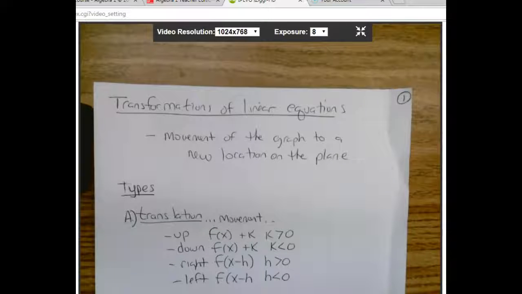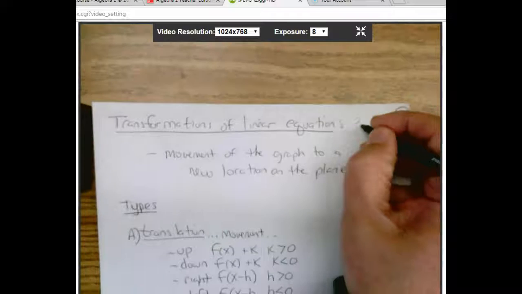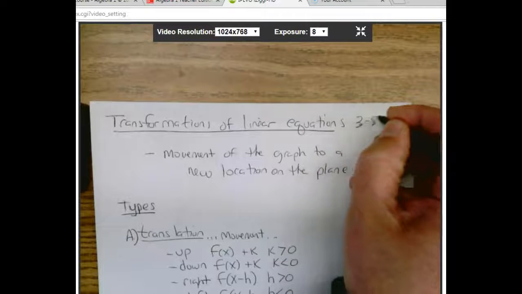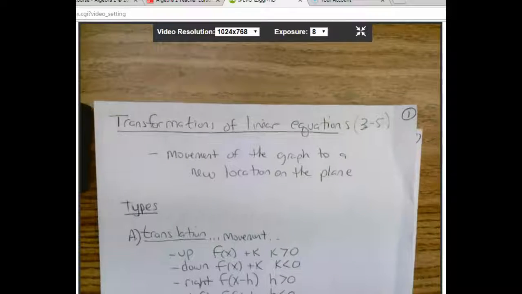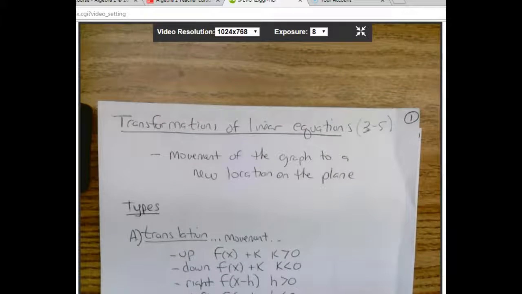Alright, so it's going to be our notes on transformations of linear equations. And this is lesson 3.5 in algebra, so let's add that. 3.5. And this will be something probably really different. I think we looked at it a little bit so far, but not that much.